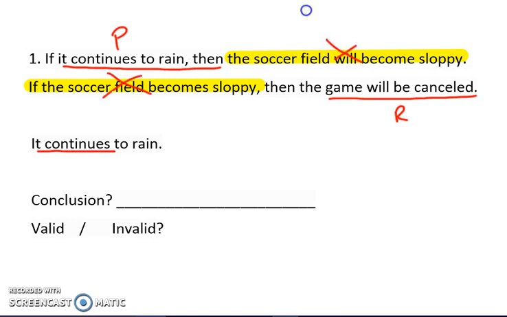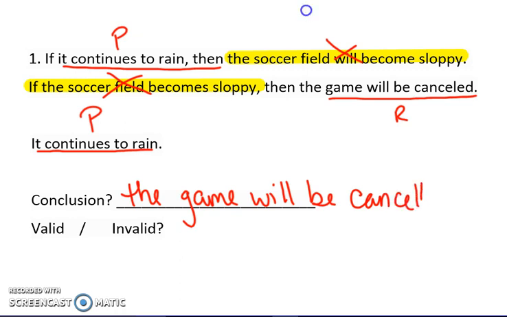If I look back at my P's and my R's, "if it continues to rain" is my P. So that means my conclusion can be my R. My conclusion is the game will be canceled. Anytime you can cancel out the middleman and you have P as your statement, your conclusion is R. Because we said P then R, it is a valid conclusion.